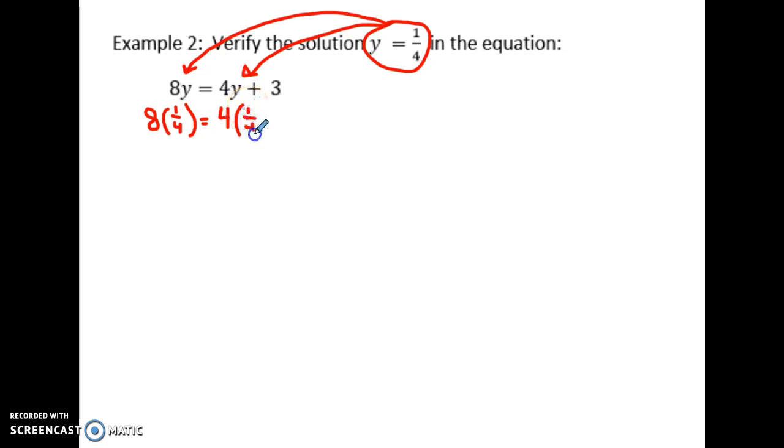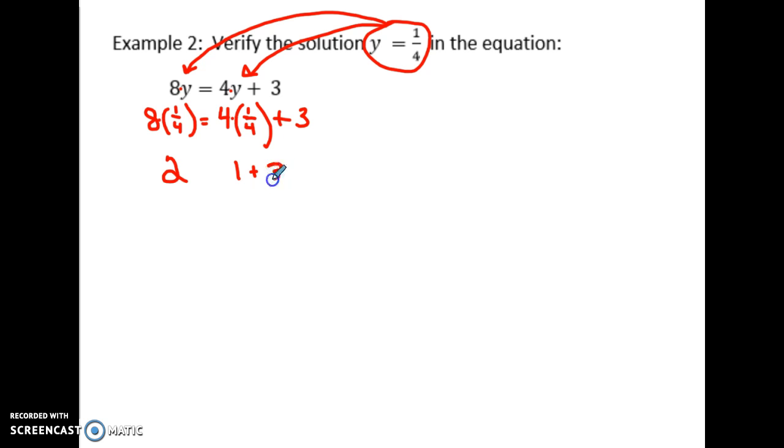Remember that the relationship between those coefficients, this 4 attached to y means you're taking 4 times y, and this coefficient of 8 times y means you're multiplying 8 times y. So we'll put our little dots to remind us that yes, there is multiplication that has to be done. And now we move on to the second stage because we're done substituting. Now we can actually do some of our math. 8 times 1/4 is the same thing as 8 divided by 4. That gives us 2. On this side, we have to do the multiplication first also. 4 times 1/4, or 4 divided by 4, gives us 1.